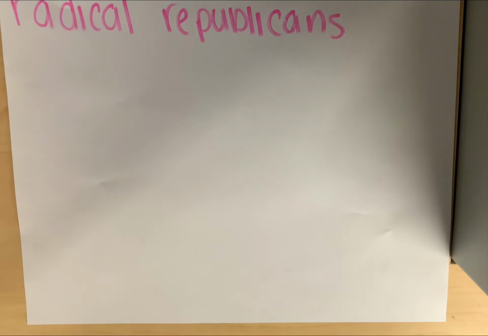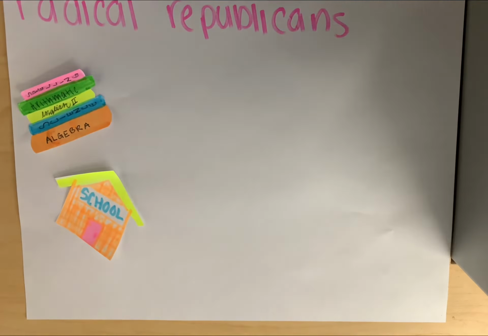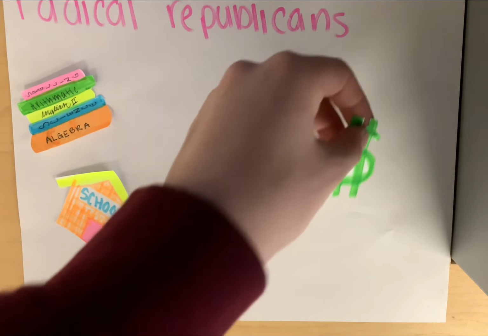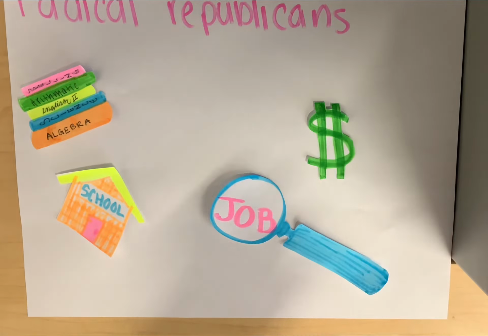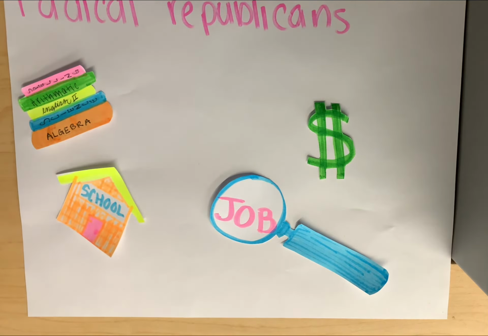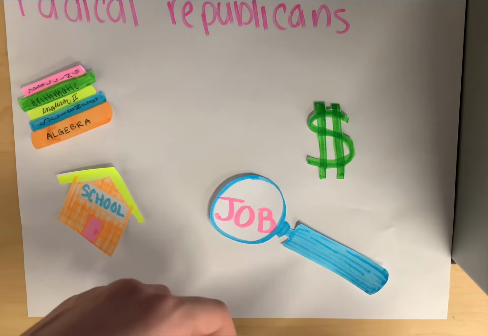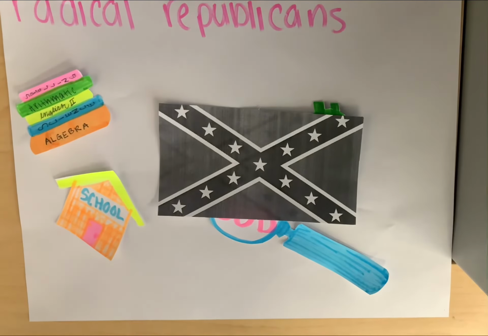Radical Republicans wanted to give rights to African American men, like voting, property ownership, and education. While they wanted to grant African Americans rights, they needed to strip white Confederates of their rights. They also wanted the South to pay for their disloyal actions during the Civil War.